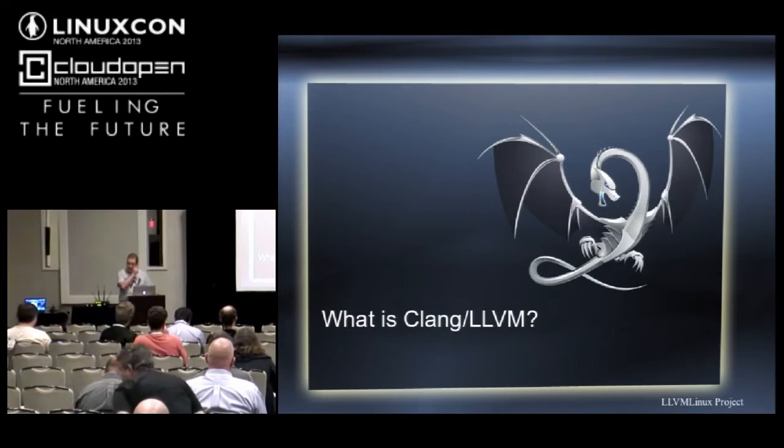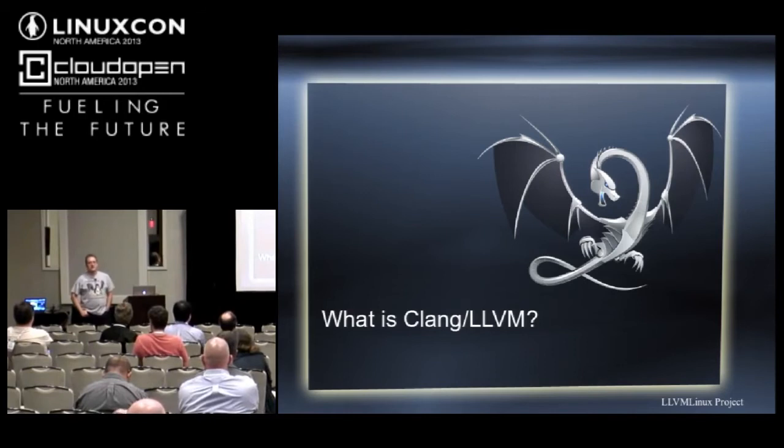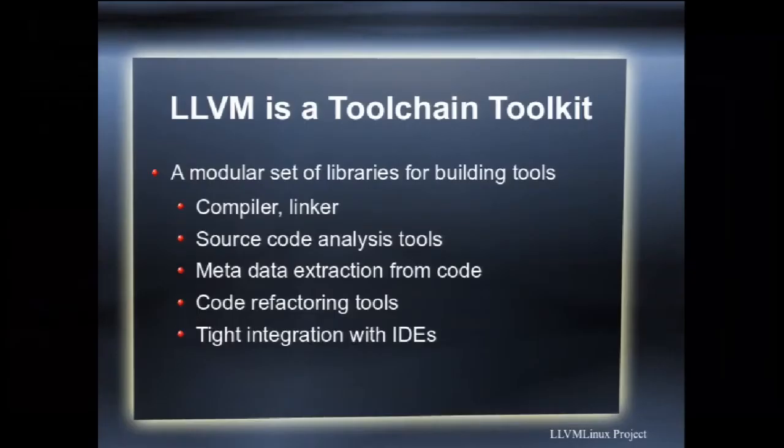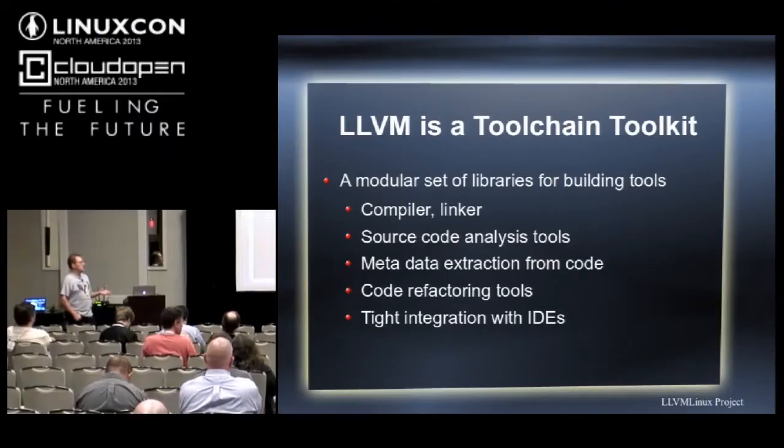So the first thing I tend to get asked a lot, and so I'm going to go over it again, even though I know some of you already know the answer, is what is Clang and or LLVM? And that's the first thing people get confused about. It's really two things. The first thing is it's actually a toolkit. It's a set of libraries, a set of pieces of code that can be used for building different things. One of them happens to be a compiler. You can build linkers, there are source code analysis tools, there are tools for extracting metadata for things like documentation or what have you.